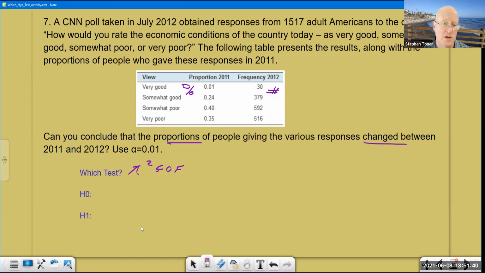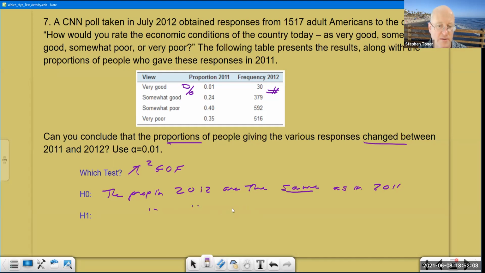Now, as far as the null hypothesis, you're going to say the proportions in 2012 are the same as in 2011. And then alternately, the proportions in 2012 are different from 2011. So it's a whole proportion of distributions here. So I have the proportions.